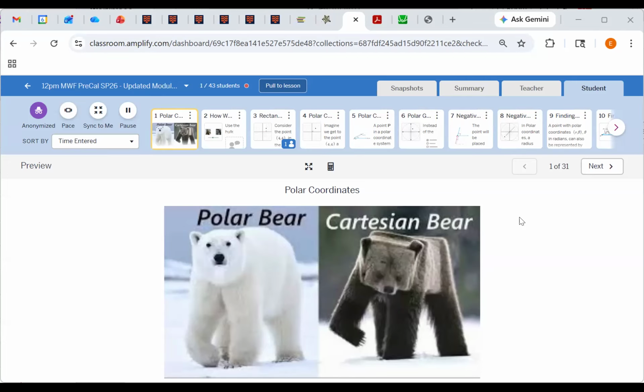So what we're going to be looking at today is polar coordinates. Cartesian coordinates is our normal coordinate system where you move left, right, and then up, down. Polar is just a different way of looking at moving to a particular location.